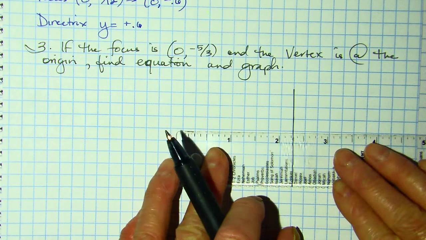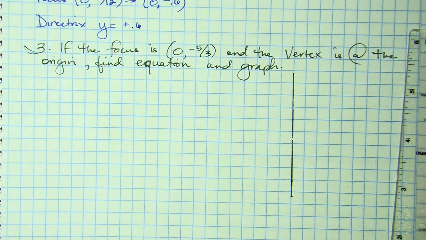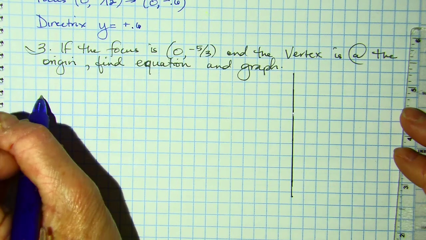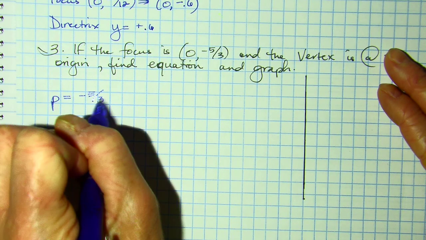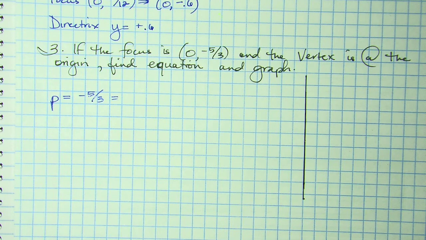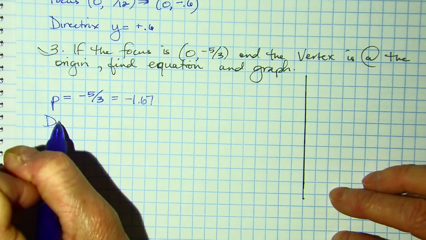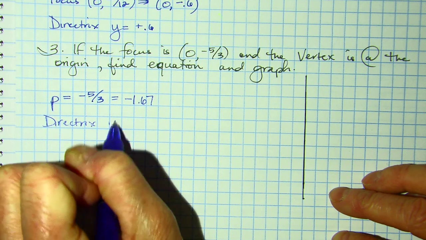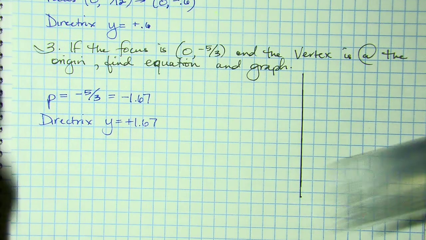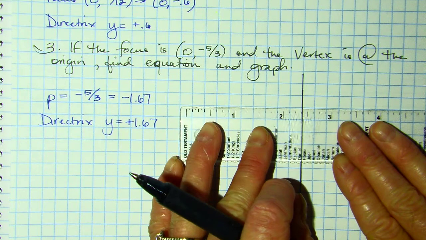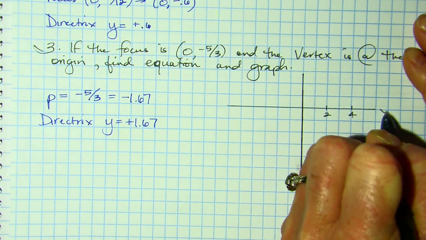And I should probably make this a little bigger. So if our focus is at 0 and -5/3, then they're telling us that the value of p is -5/3, which equals -1.67. So that means my directrix is at y equals +1.67. So let's start with that picture. That might help everyone understand where everything is. I'm not going to change my scale.